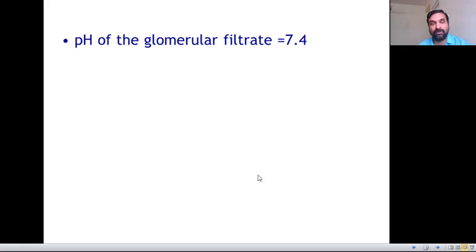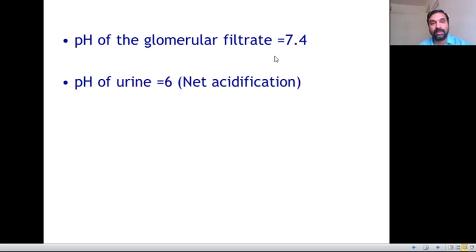So pH of glomerular filtrate is 7.4. It will be equal to pH of blood, and pH of urine is 6. It is the average pH of urine. This means that there is net tubular acidification. So glomerular filtrate is 7.4 and pH of urine is 6, so this means that there is net acidification. And this is the minimum pH possible, that is 4.5.